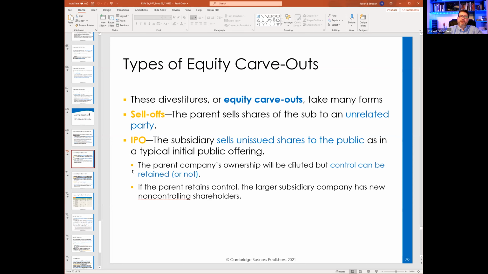But that kind of thing happens. So if it's a public company or a private for-profit company owning a subsidiary, they can have a huge cash infusion from the IPO.